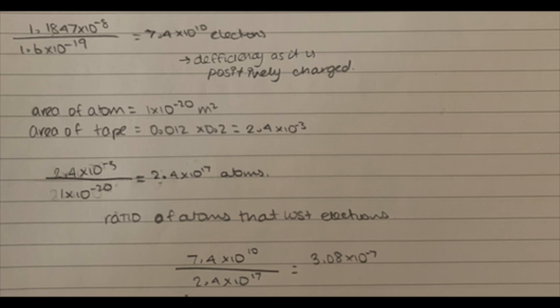I then used the area of one atom given in the information sheet and the area of the tape in order to calculate the number of atoms that were present on the single piece of tape. This allowed me to get the number of atoms as 2.4 times 10 to the power of 17. I then calculated the ratio of atoms that lost electrons by doing the total number of electrons divided by the total number of atoms.